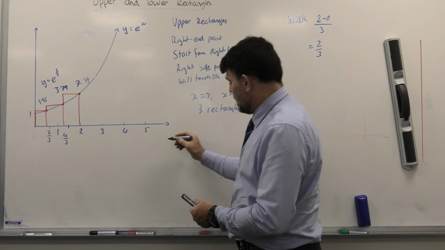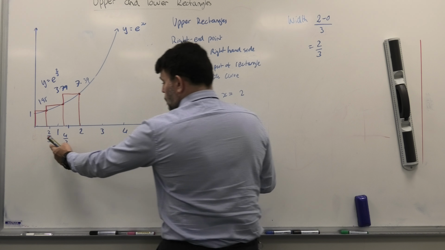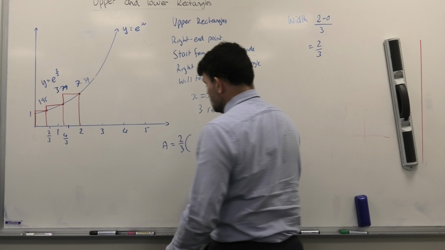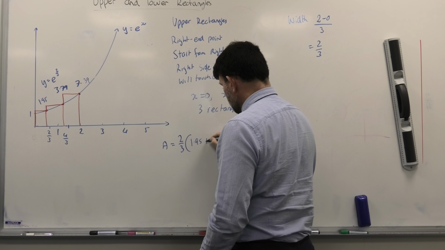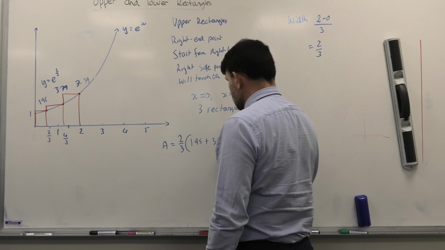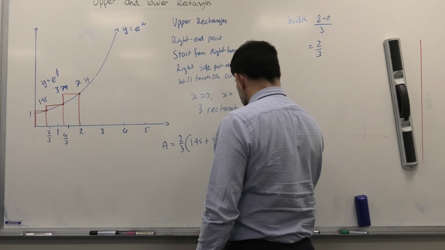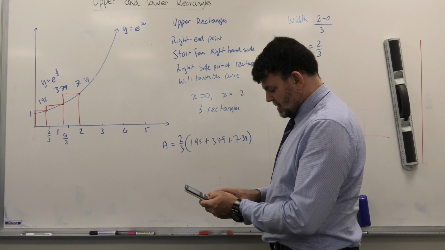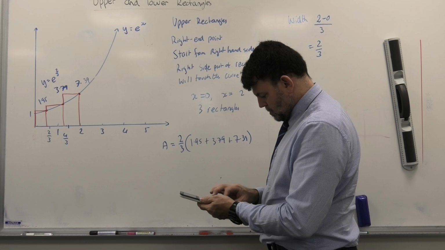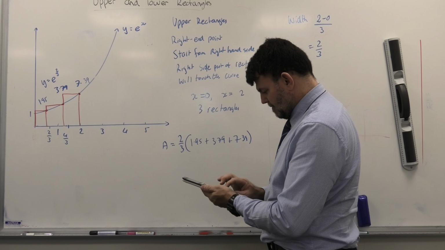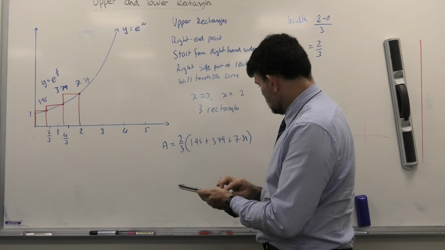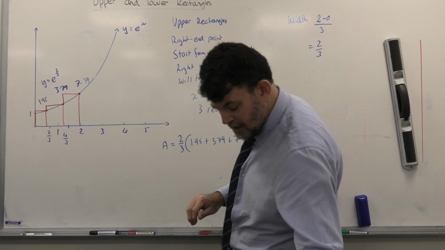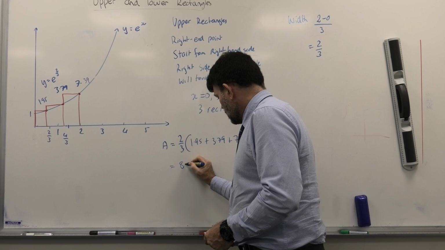So the area is now equal to the width, which we know is 2/3, times each of these points that touch the curve. So 1.95 plus 3.79 plus 7.39. And if we plug that into our calculator, let's see what we get. So 2/3 brackets 1.95 plus 3.79 plus 7.39. We get 8.75 units squared.